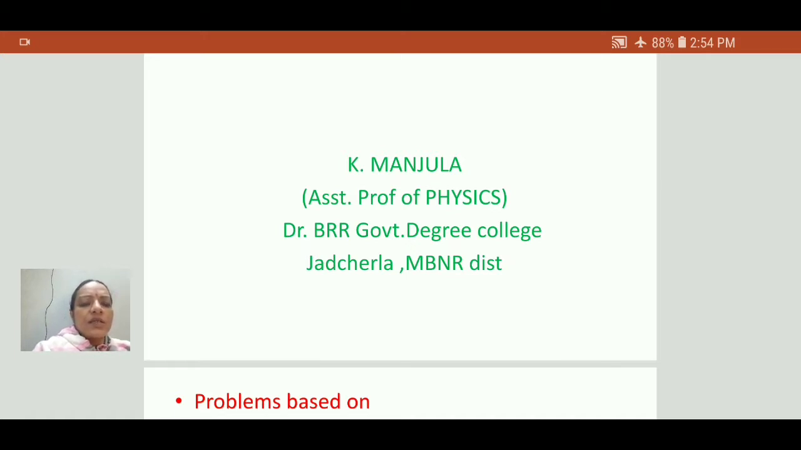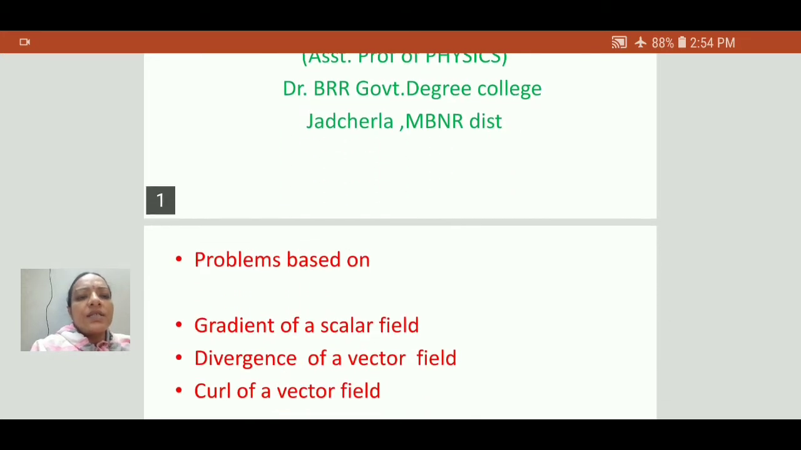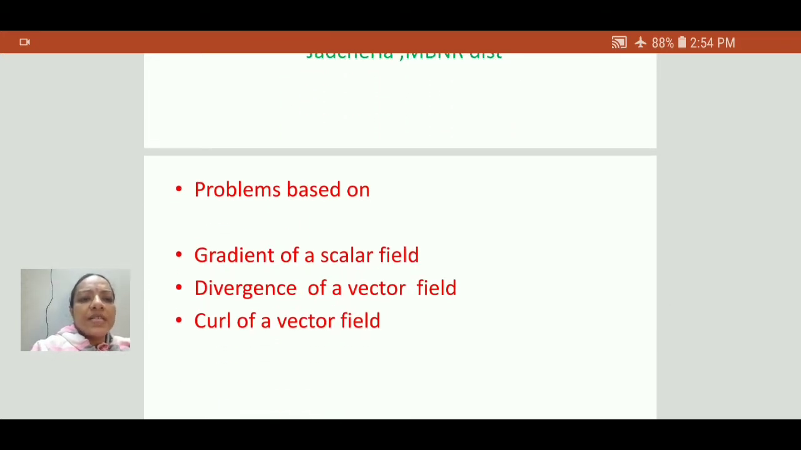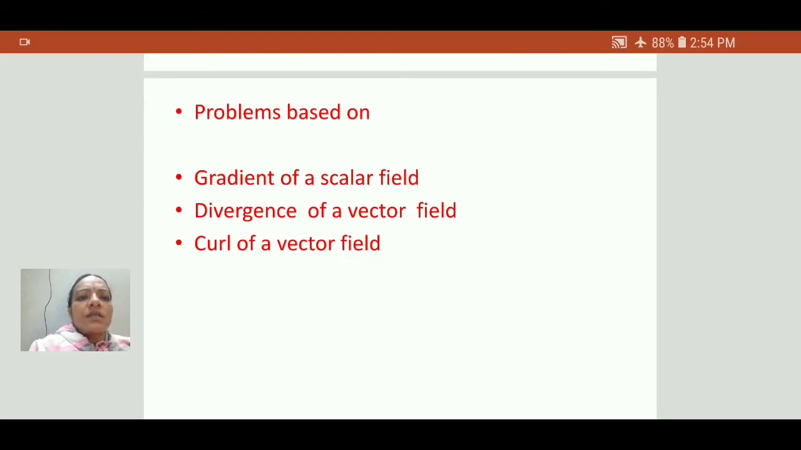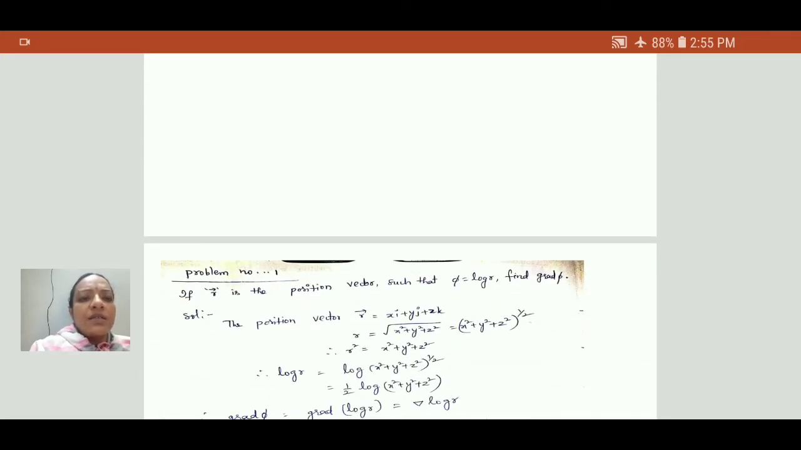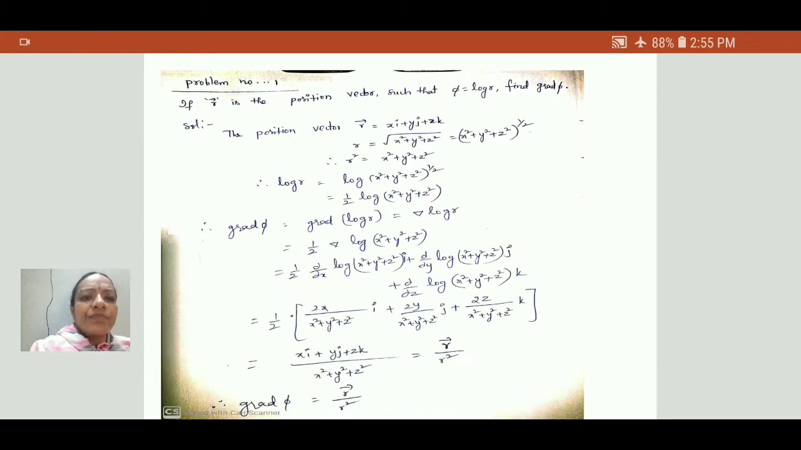In this class, today let us do some problems based on the gradient of a scalar field, divergence of a vector field, and curl of a vector field, because we have already completed this vector analysis chapter. In this chapter, there are many different types of problems, so let us try to solve some of them. That is problem number 1.